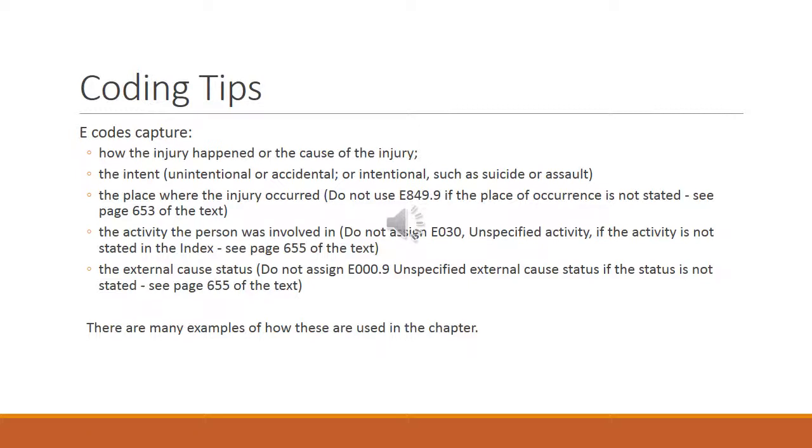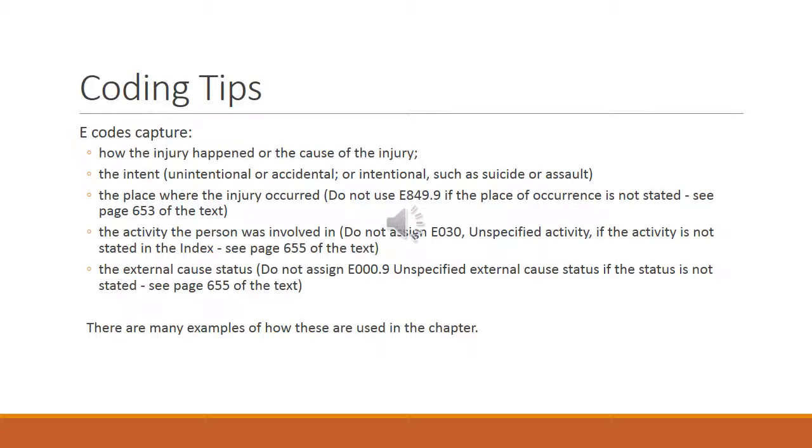Now, E-codes capture first how the injury happened or the cause of the injury. Next, the intent, unintentional or accidental, or intentional, such as a suicide or assault, and the place where the injury occurred. Now, do not use E849.9 if the place of occurrence is not stated. See page 653 of the text. The activity the person was involved in.